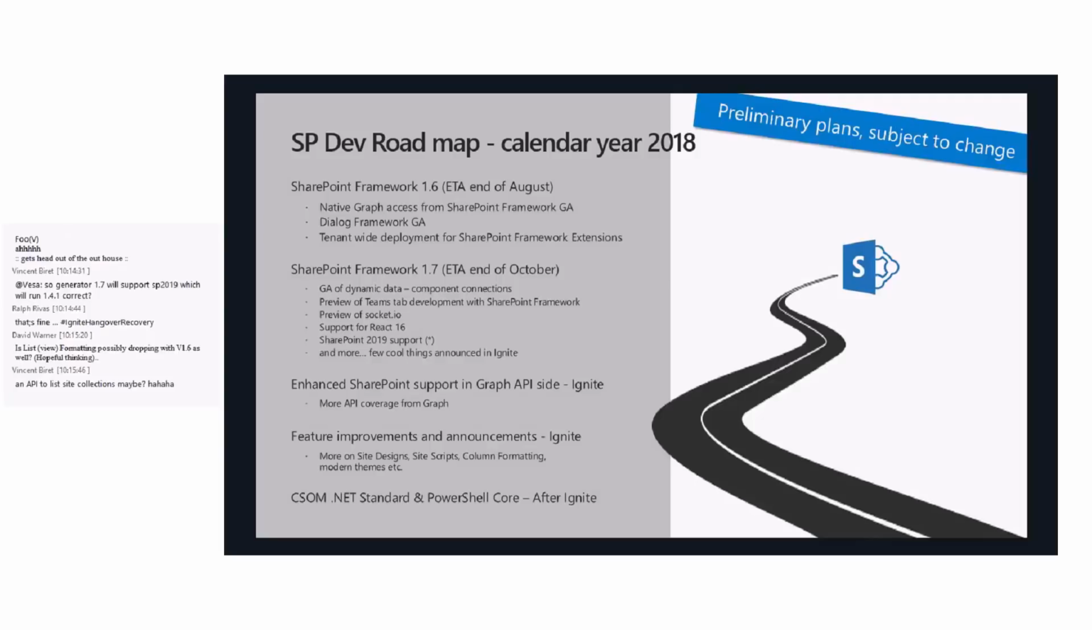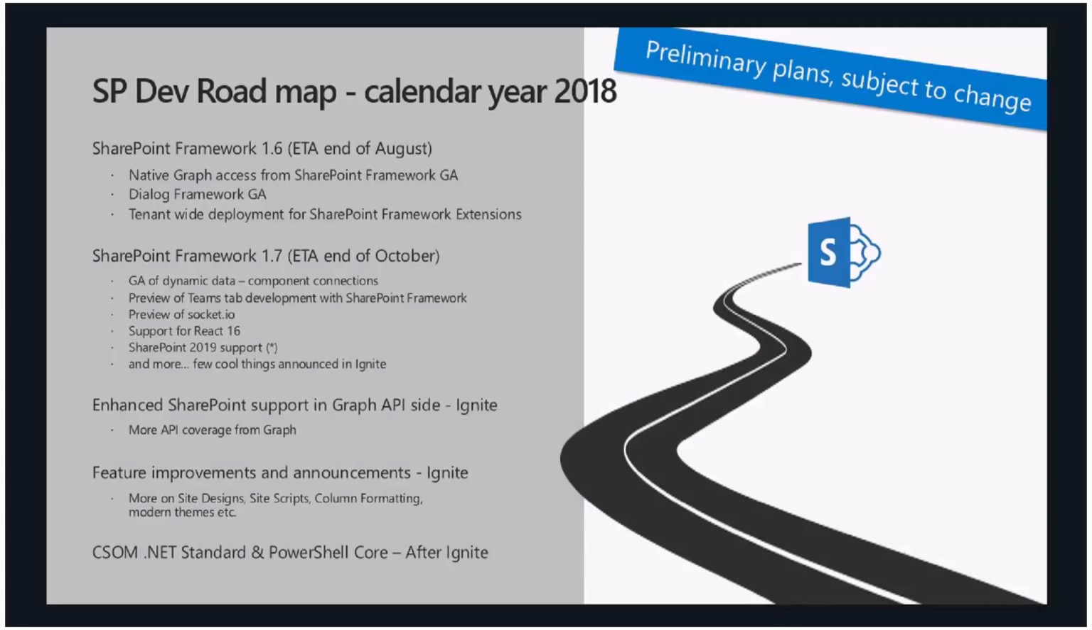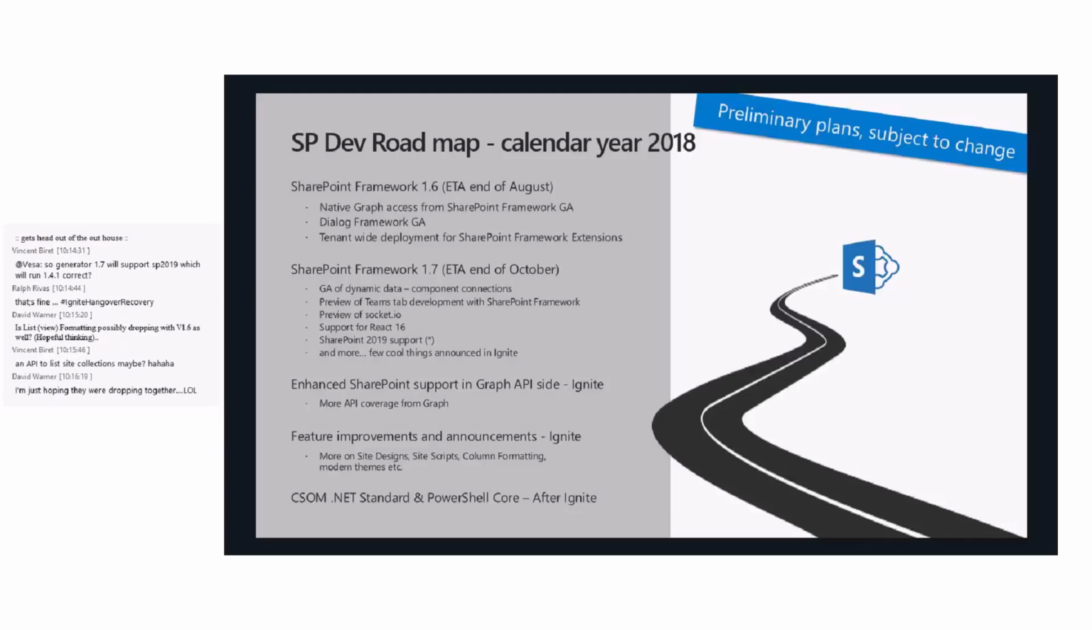Is list view formatting possibly dropping with 1.6? On David's question, view formatting is actually not part of SharePoint Framework. SharePoint Framework is more about when we write code, when you develop, when you write script. View formatting and column formatting are shipping as independent functionalities, more like citizen developer functionalities, and view formatting should be out before Ignite as well.